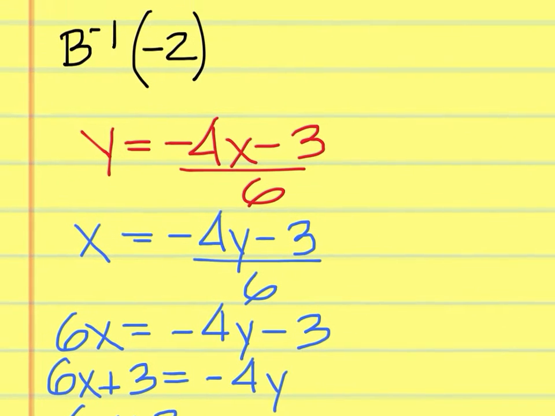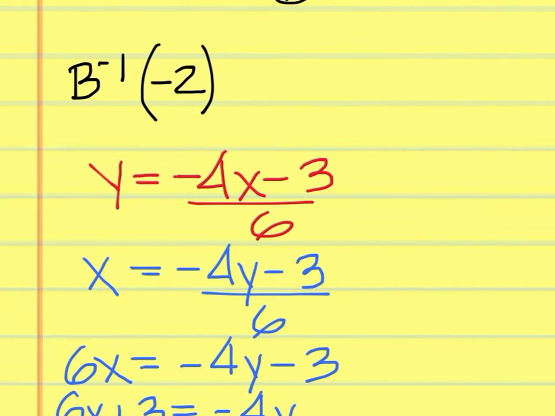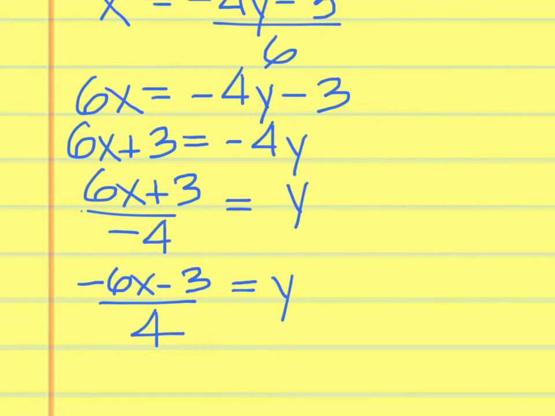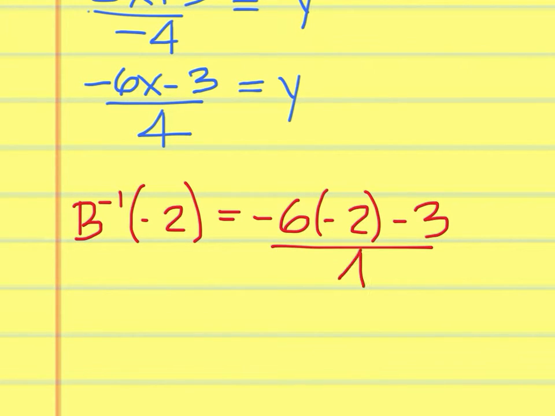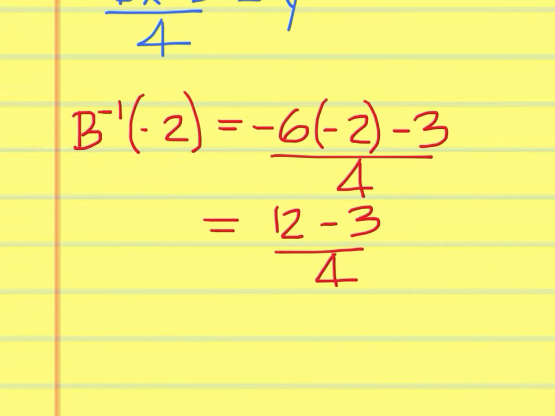And remember, it's the inverse of b of 2. Or of negative 2, I should say. So here it is. The inverse of b of negative 2 is (negative 6 times negative 2 minus 3) over 4. That's 12 minus 3 on top, which will reduce down to 9 over 4. We're going to express everything as mixed numbers or proper fractions. Only decimals if you have no other choice, like with the square root that's not a perfect square underneath of it. So 2 1/4 would be the answer for this.